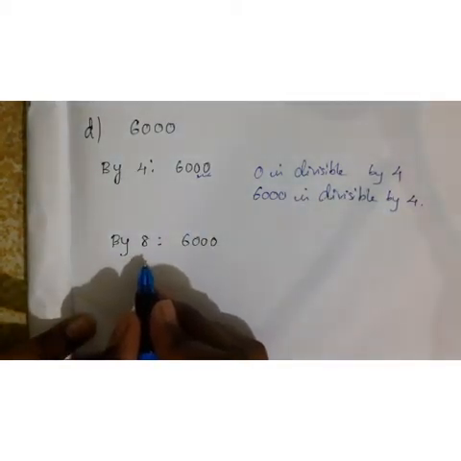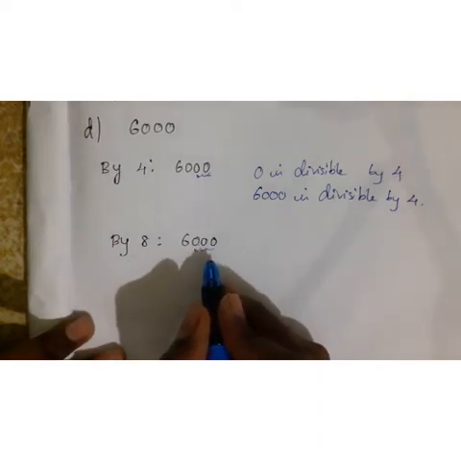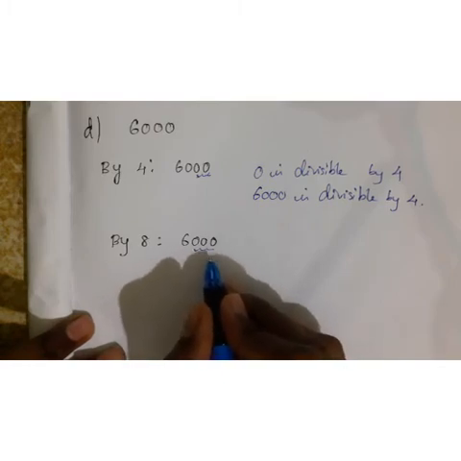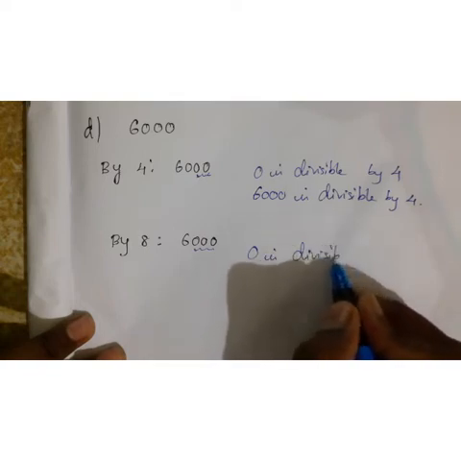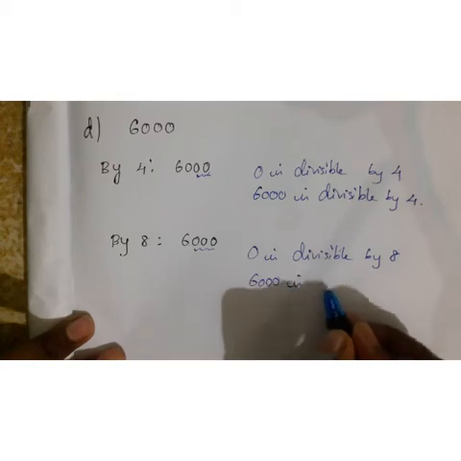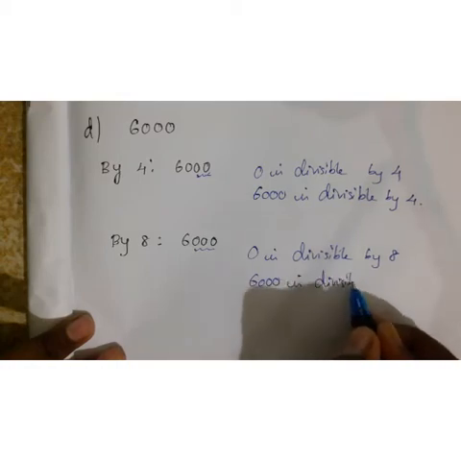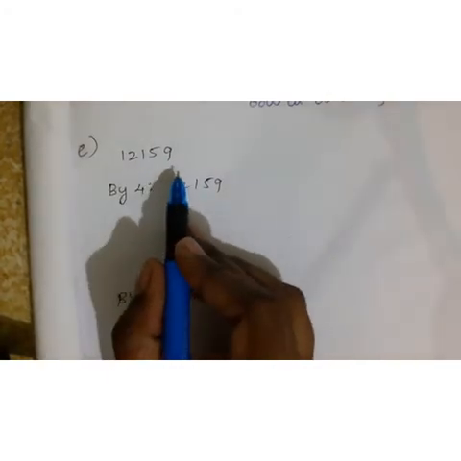Divisibility test for 8. If the last three digits are divisible by 8, then the number is divisible by 8. Here the last three digits are 000. 0 is divisible by 8. Hence 6000 is divisible by 8. E part, 12159.